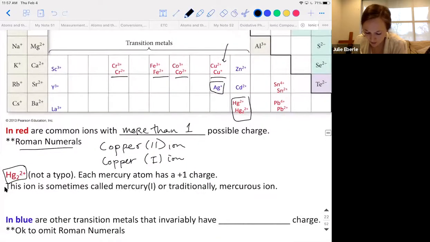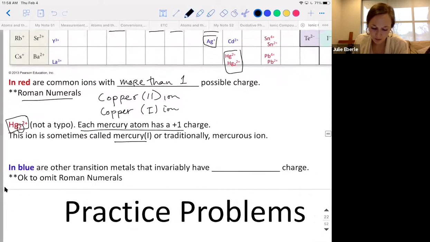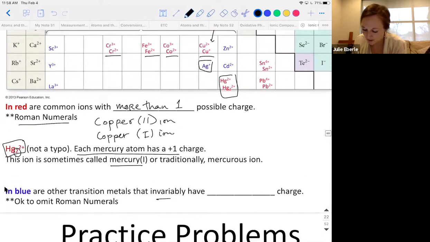It's not a typo. It's just that we have 2 mercury atoms here, and each one has a +1 charge. So in case you're wondering, we call it the mercury 1 ion. Now the ones in blue are the ones that invariably have 1 charge. They form a particular cation with 1 charge, so there's no questioning.